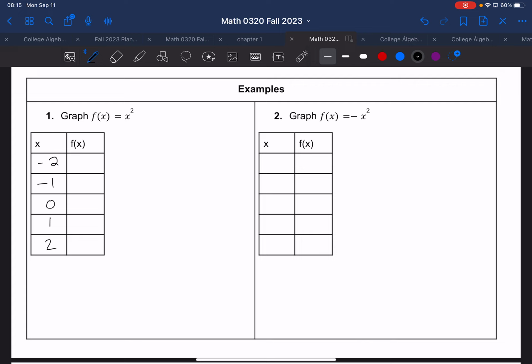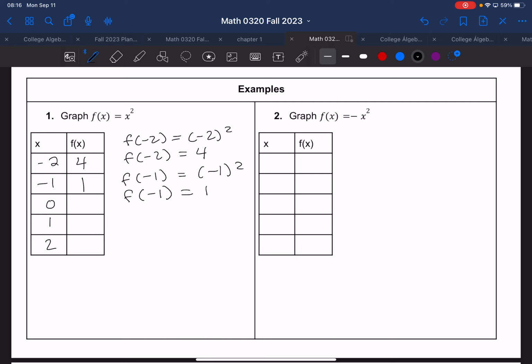Remember, in function notation, we take these numbers and we plug it in for x. So for -2, we have f of -2, which means -2 squared, since our function is x squared. So f of -2 is equal to 4. So that first value is 4. And we're going to do that for every single value. So f of -1 is equal to -1 squared. So that means f of -1 is 1.